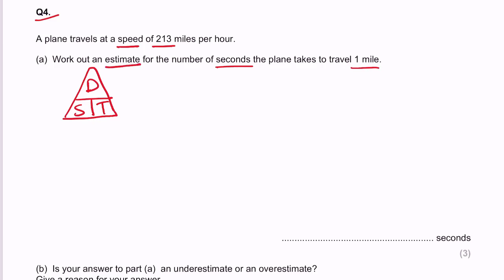Okay, now because it's an estimate, what we need to do is round this speed to one significant figure, so that will give us 200. Let's write this down here. I need to work out how long it will take to travel 1 mile. So if you use the formula, we can write down time is equal to distance divided by speed. So we need to divide 1 mile by the speed, which is 200 miles per hour because we rounded it, and that will give us the time.